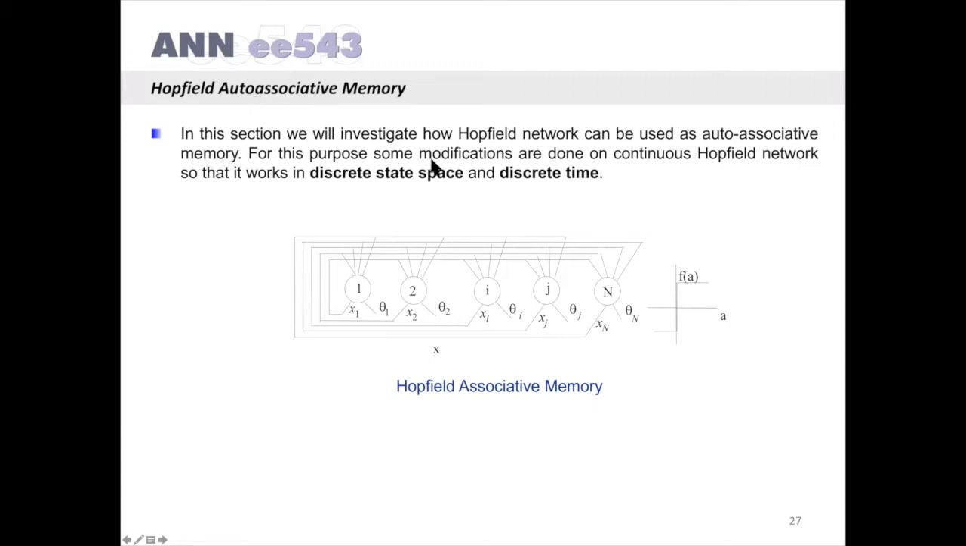For this purpose, some modifications are made to the continuous Hopfield network so that it works in discrete state space and discrete time. Here is the Hopfield network as given previously. We want to use it as associative memory, and instead of the hyperbolic tangent output function, we will use a special case of that function where the slope at 0 is infinity, so this becomes the shifted threshold function. This is called the sign function.